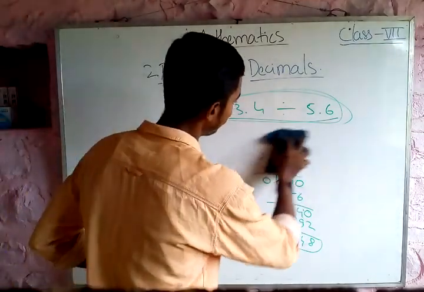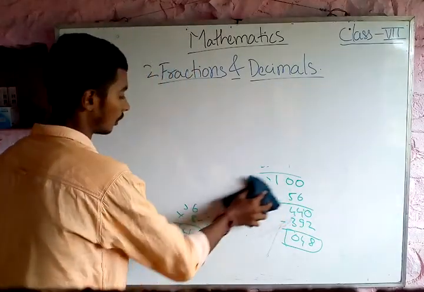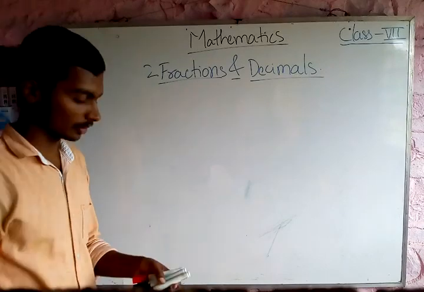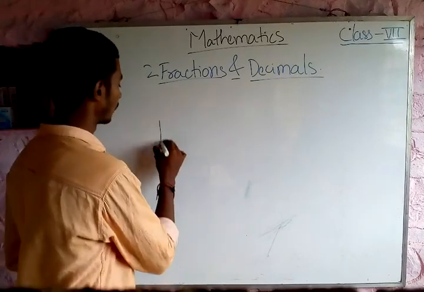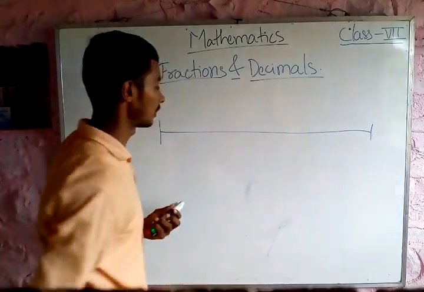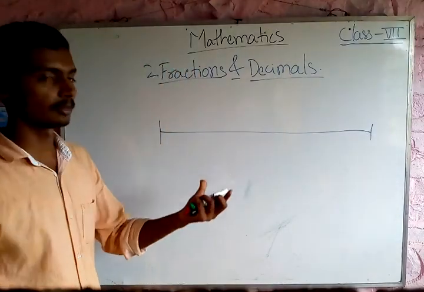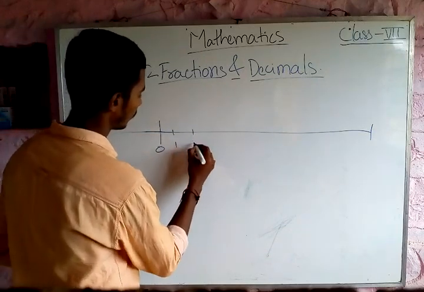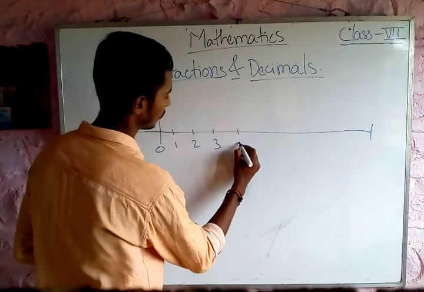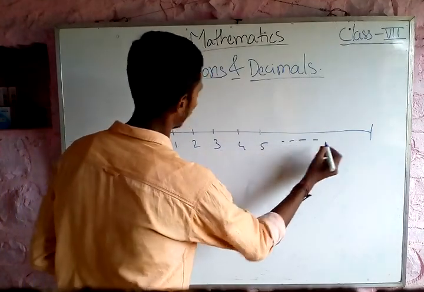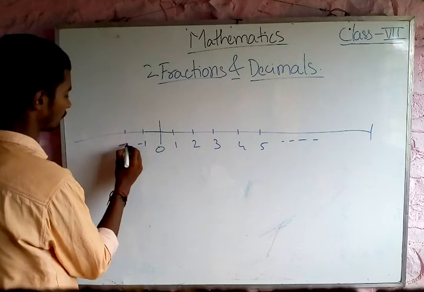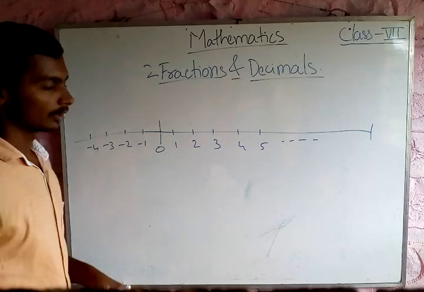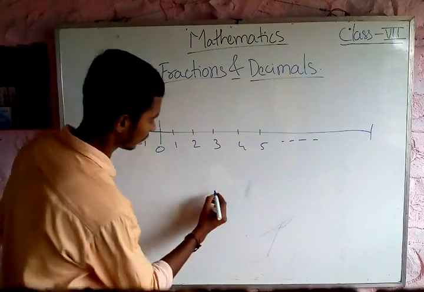Now, what is the place of these decimal numbers on a number line? How to represent the decimal numbers on a number line? On a number line, we have seen that we have represented negative numbers and positive numbers in integers. This is 0, 1, 2, 3, 4, 5, and so on. Here -1, -2, -3, -4.